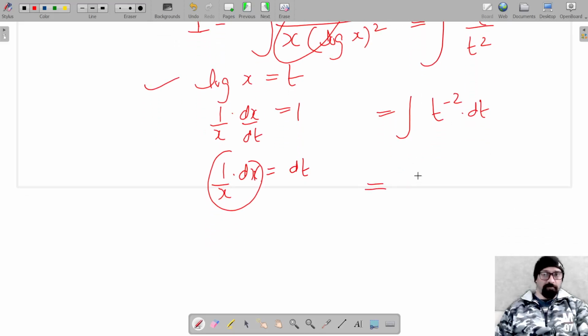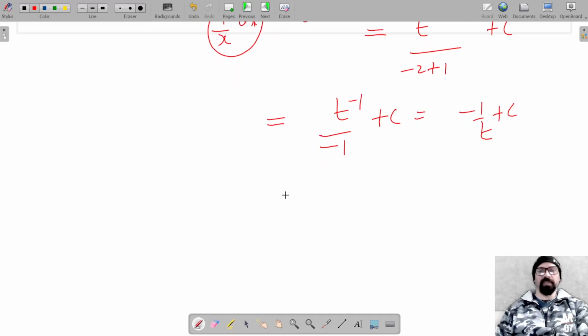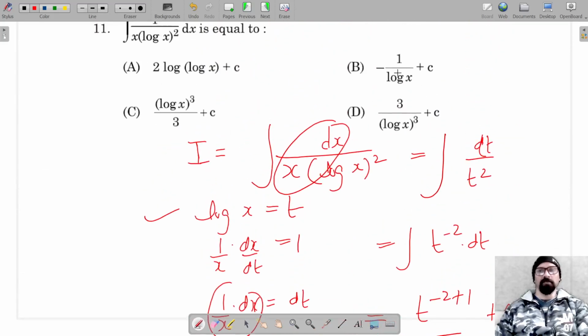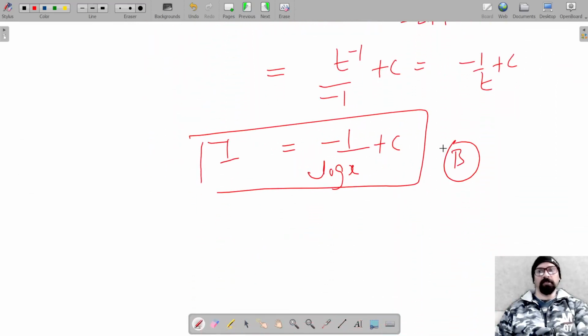So this is of the form integration is x raised power n plus 1 upon n plus 1 plus c, which gives me t raised power negative 1 upon negative 1 plus c. So this is negative 1 by t plus c. Let's resubstitute the value of t, which was log x. So this is negative 1 by log x plus c. So negative 1 by log x plus c, that means B is the correct option here.